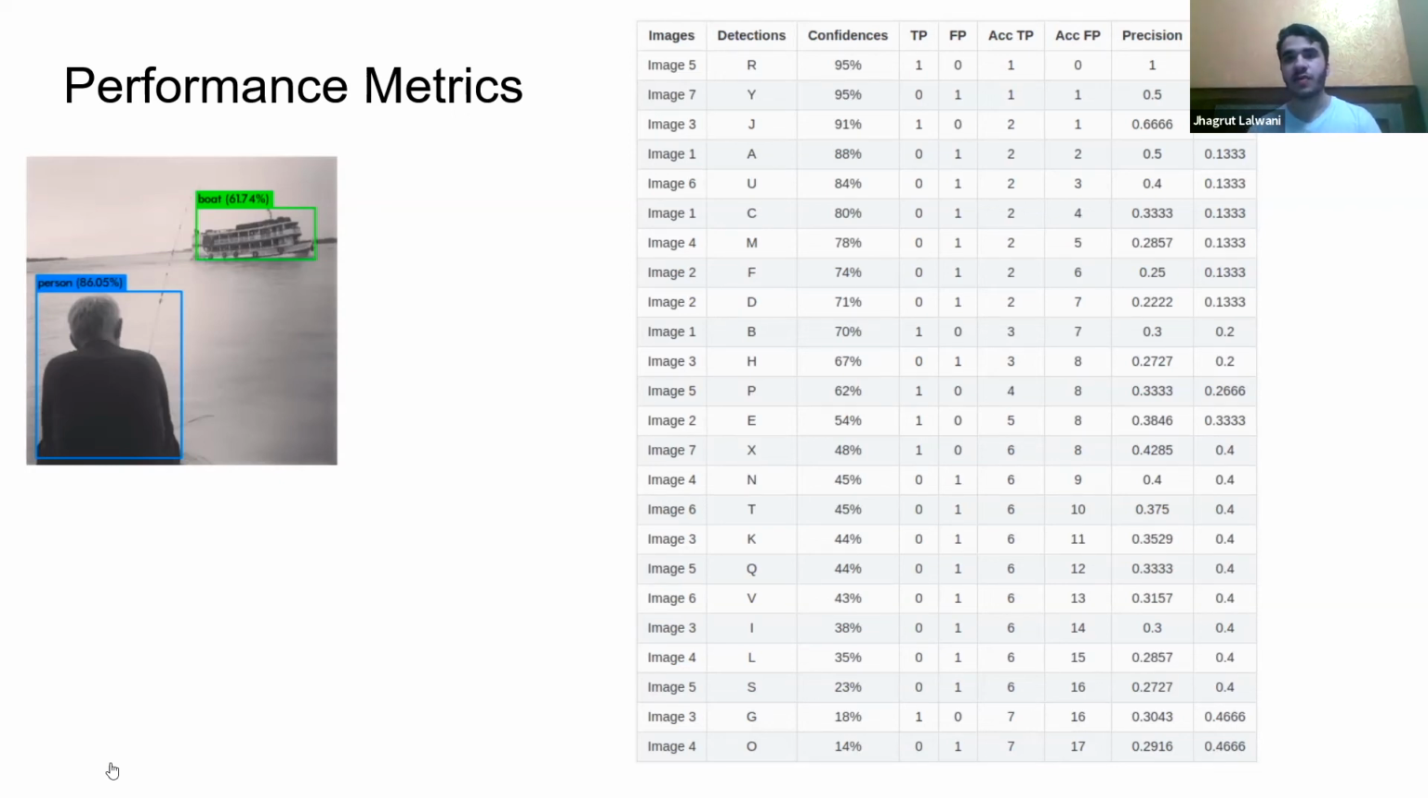True positive would be, as mentioned in the previous slides, if it matches the threshold criteria, like the IOU value or the Jaccard index is above the threshold, then it is considered a true positive. And then a false positive is nothing but, what do you say?